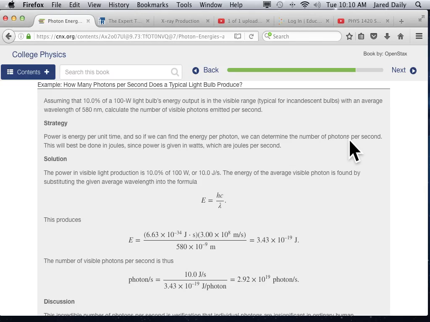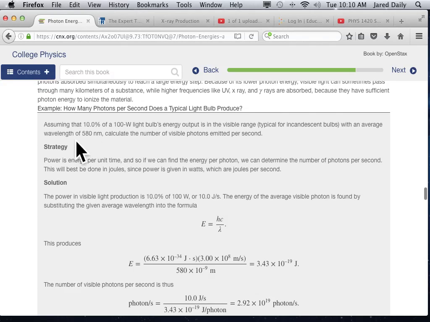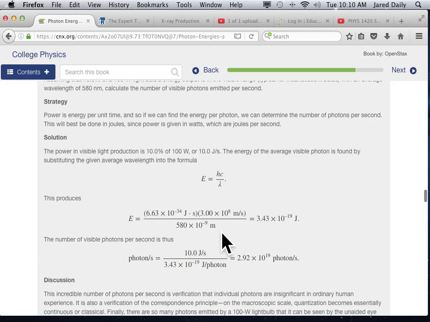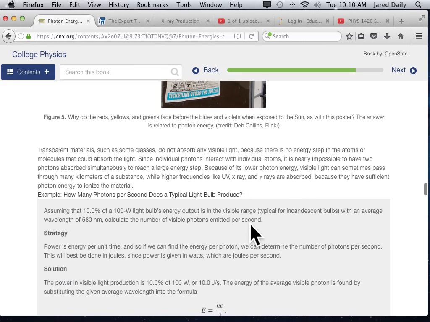Now let's see what the implications of these little tiny particles are. How many photons per second come out of a light bulb? Well, we need to know, first of all, what is the average photon for visible light. Average wavelength of 580 nanometers. So if we use 580 nanometers as our wavelength, we get our energy per photon, about 3.43 times 10 to the minus 19 joules.